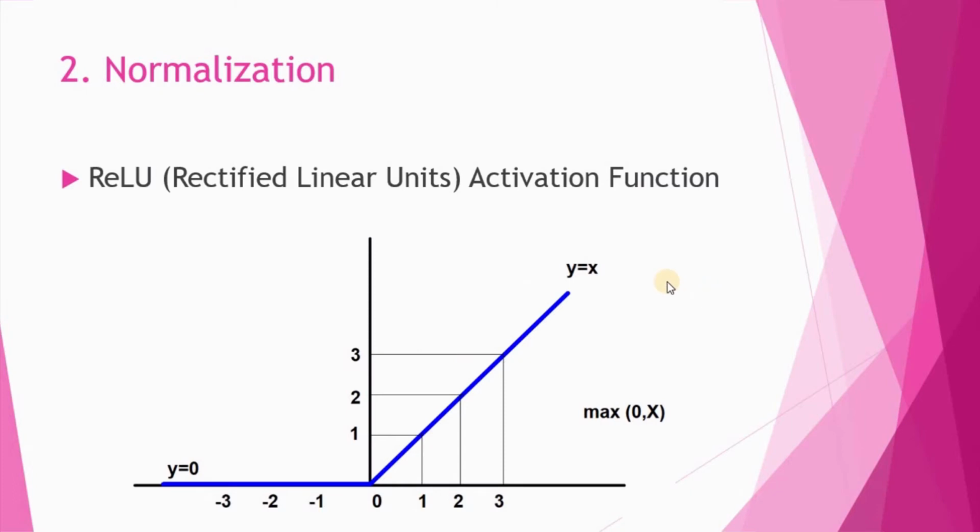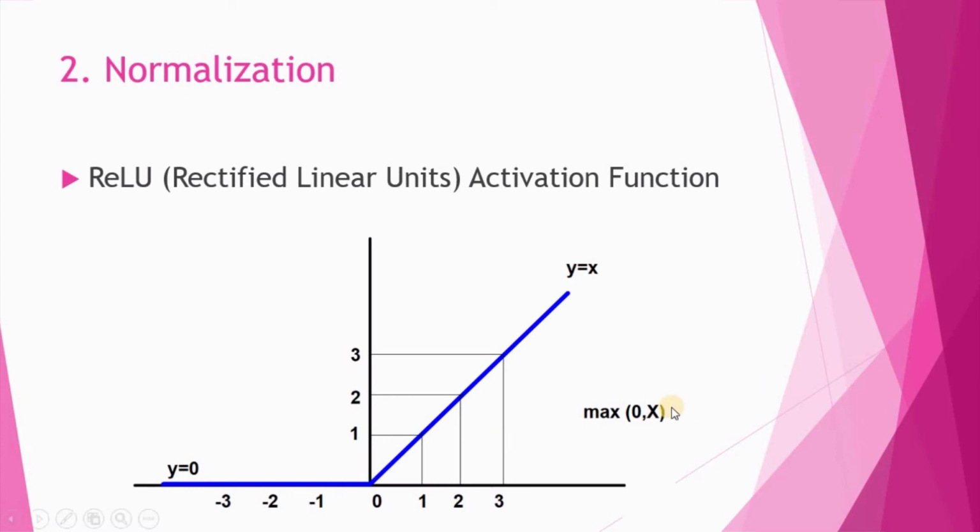In this figure you can see that if your input value is 0, then your output will also be 0, and if your input value is 1, then your output will also be 1, and if your input value is 2, then your output will also be 2 and so on. But if your input value is negative, then your output will be 0. No matter what, if your input is negative, your output will be 0. So the ReLU activation function replaces negative values with 0 and does nothing with positive values.